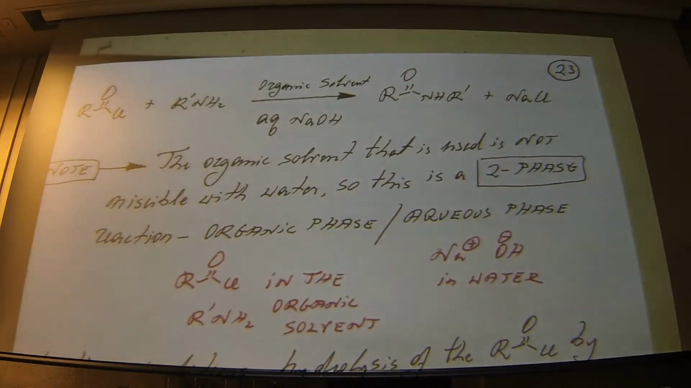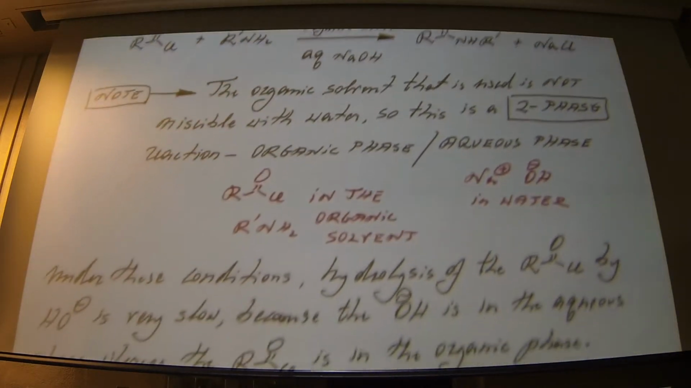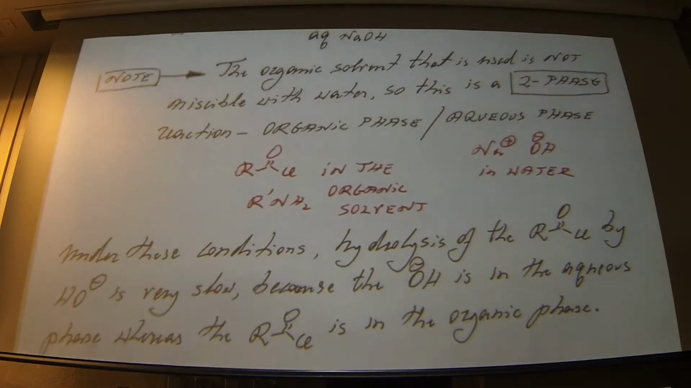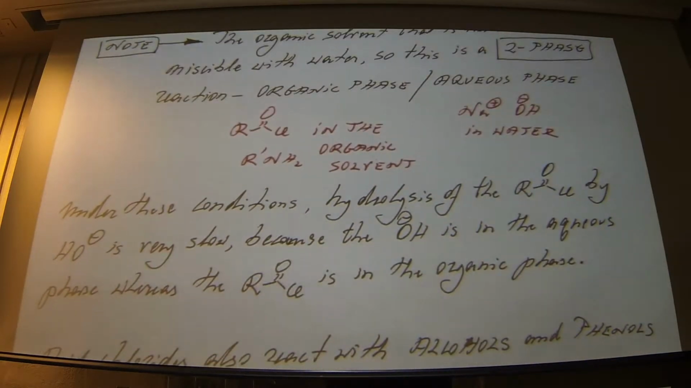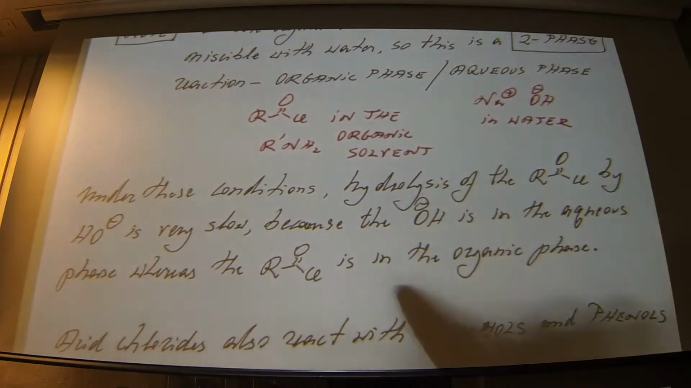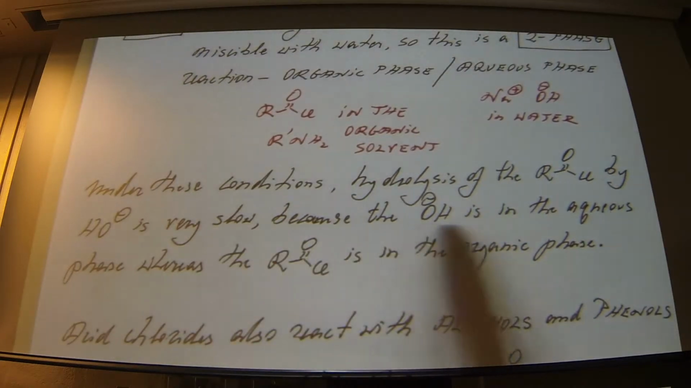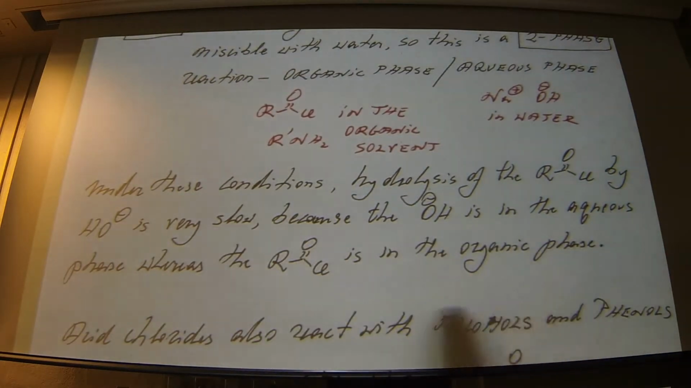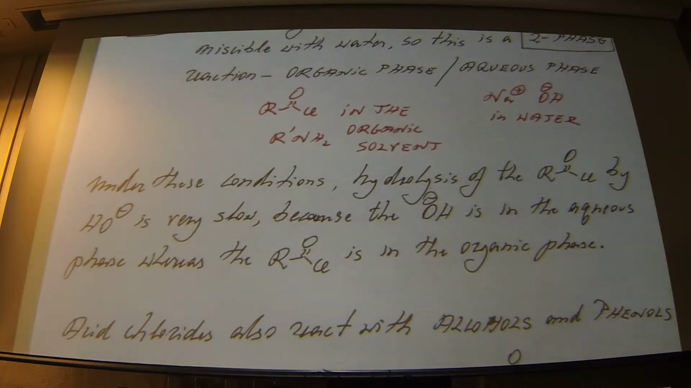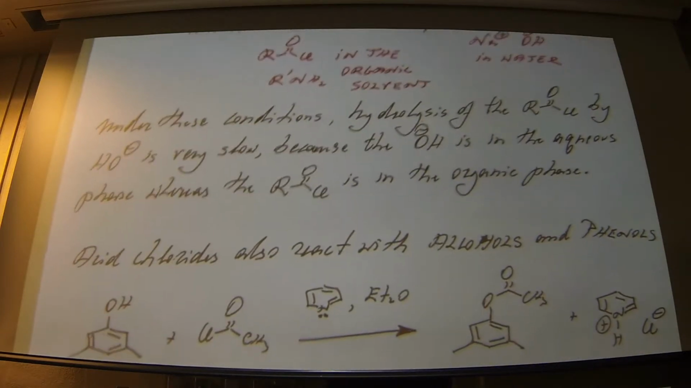So we talked about that. You can go look up phase transfer catalysis in the index and refresh your memories if you so desire. Okay, so to sum up, under the Schotten-Baumann conditions, any hydrolysis of the acid chloride by hydroxide is a minimum, a small side reaction. It's very slow because hydroxide is in the aqueous phase, and this is in the organic phase. They only meet at the interface, and that really does not provide an effective reaction medium.